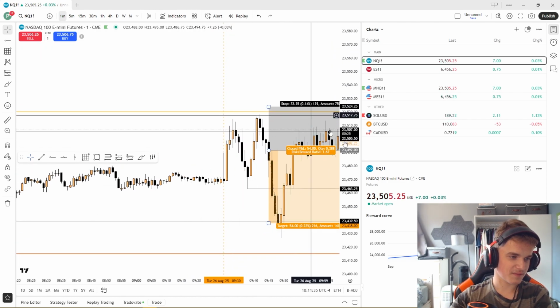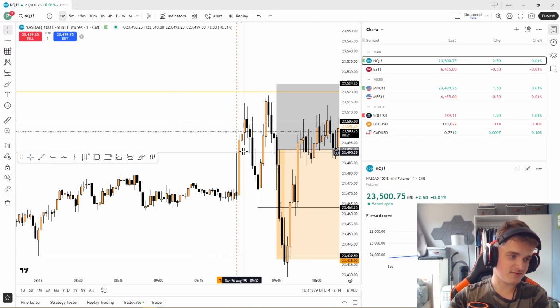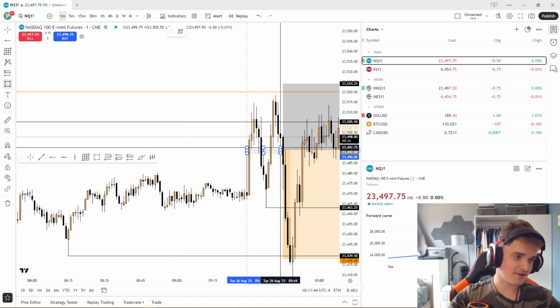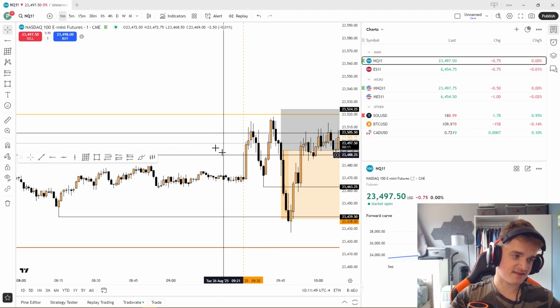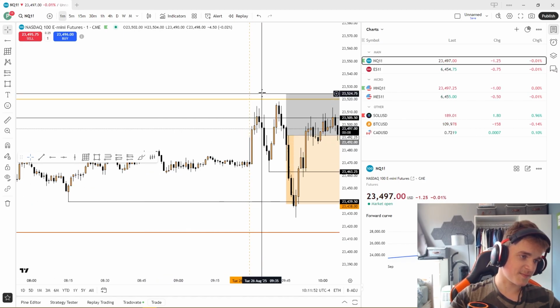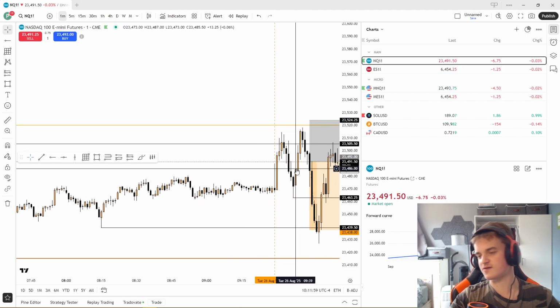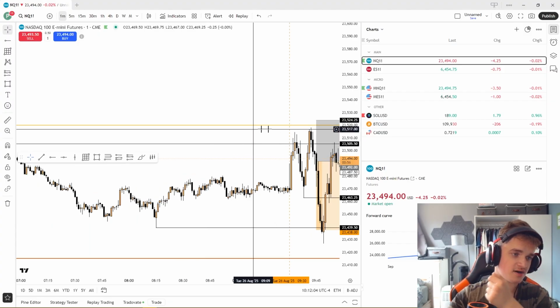Then I thought to myself, maybe we could take a short in here, but I did not. This isn't enough for me, taking it off of this inversion here. Even though we just manipulated this, we broke structure to the upside on the 1 minute. I wasn't really confident with taking that because, number one, we are so early into market open, and number two, Asia highs are right up here.